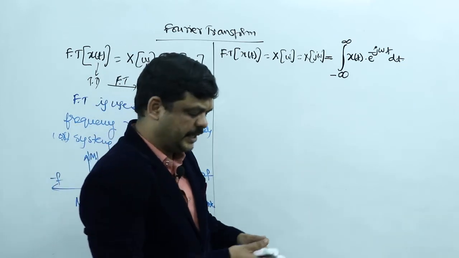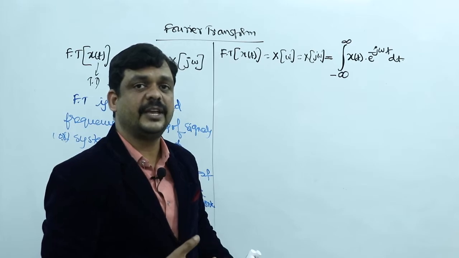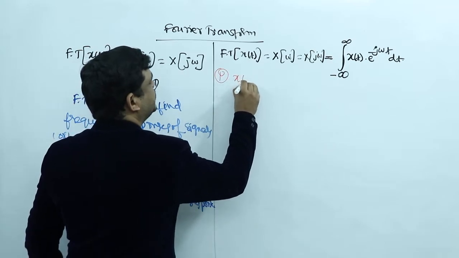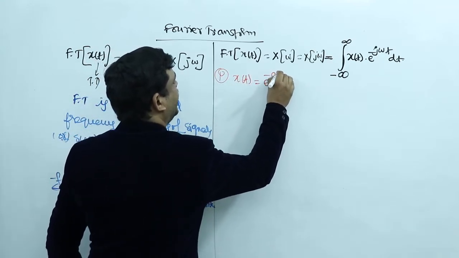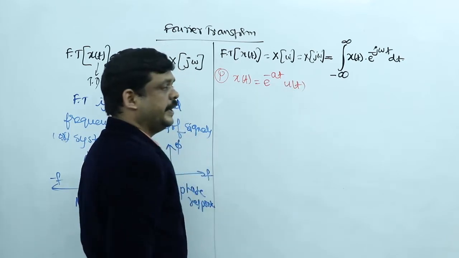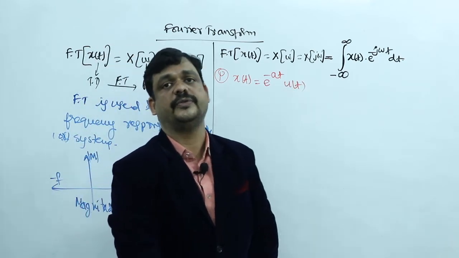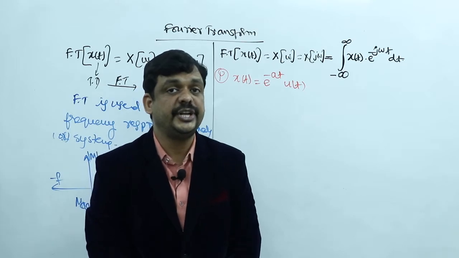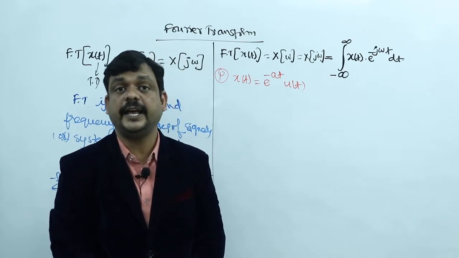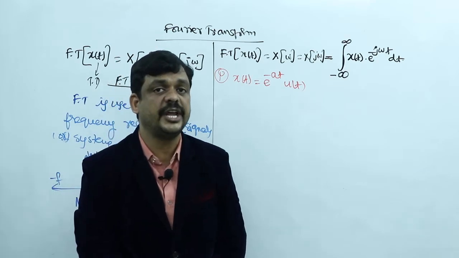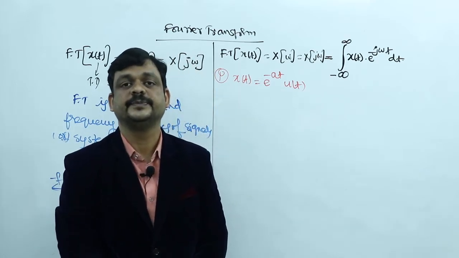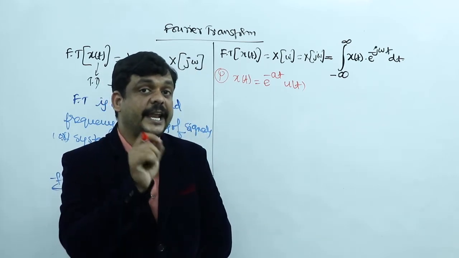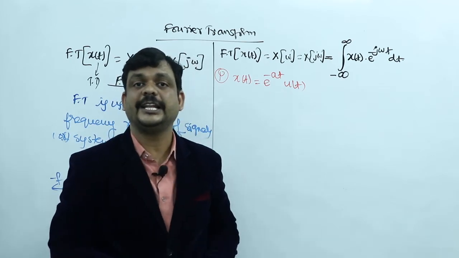Now we will go through the standard functions, how to apply the Fourier transform to the given signals. First of all, I am taking one basic function: x of t is equal to e to the power of minus a t into u of t. To find the Fourier transform of any function, first of all we have to check one condition. That condition is, if the signal is an energy signal or stable function, then the Fourier transform is applicable. Otherwise it is not applicable, right?